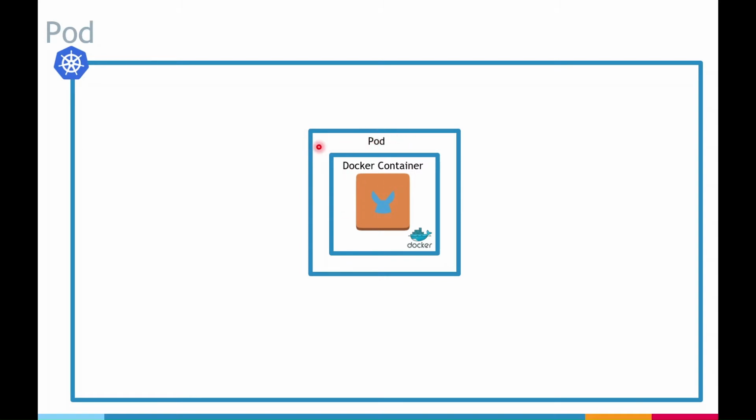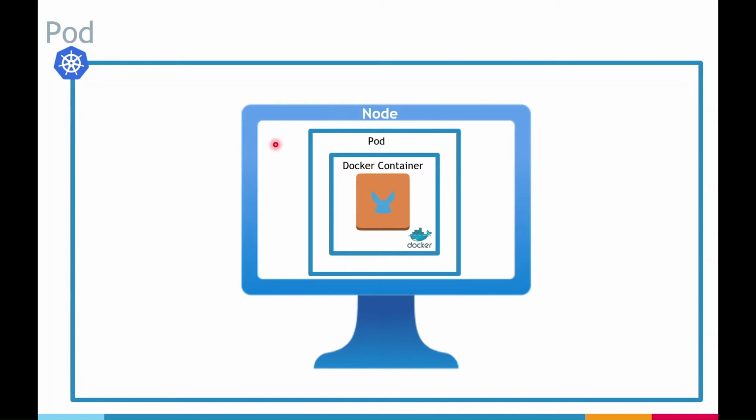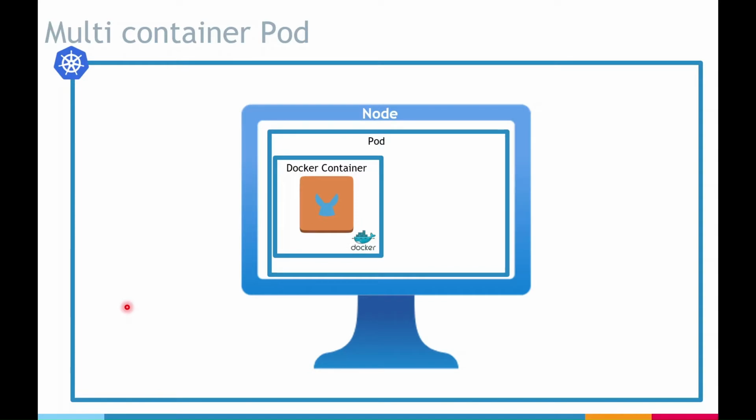So this is the final representation. A container is encapsulated in a pod and a pod is encapsulated in a node. Now this node can be a controller or a worker node. Normally a pod always has only one container, but exceptions are there.